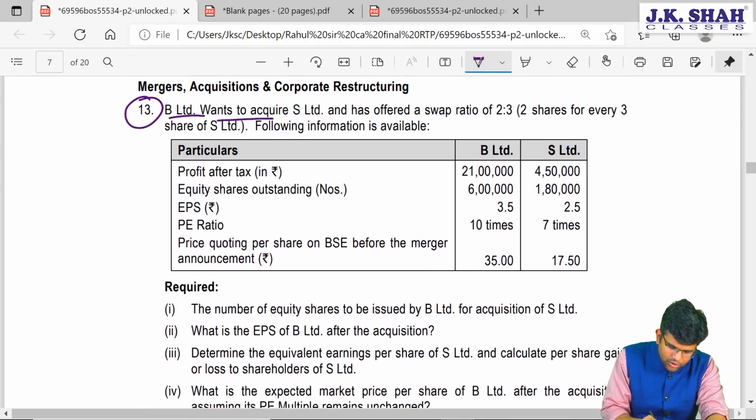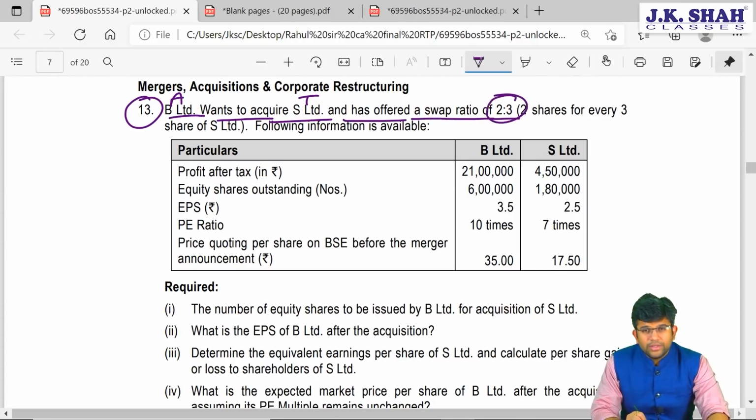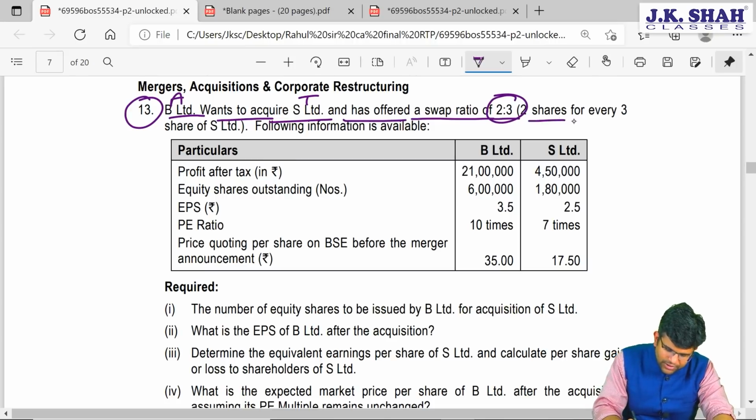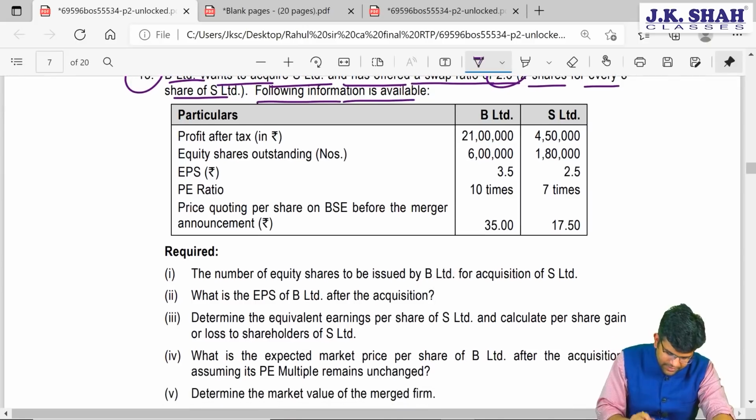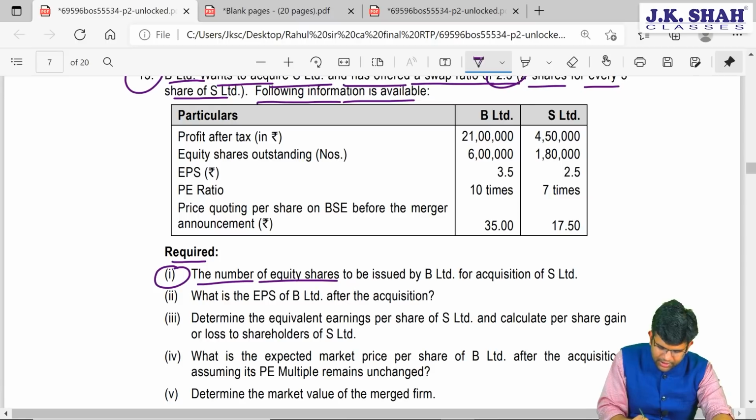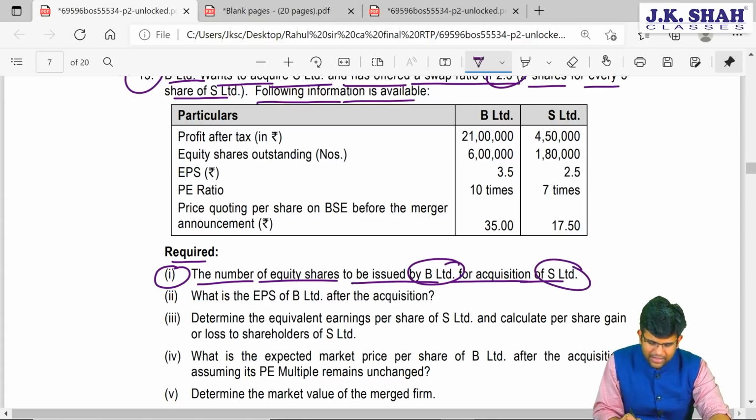What are they saying? B Limited wants to acquire S Limited. So B is the acquiring, S is the target, and has offered a swap ratio of 2:3. 2:3 children, do you realize means for every 3 shares held by the target company, acquiring company will issue 2 of its shares. That is 2 shares for every 3 shares of target. Following information is available, lot of information is given. Required, point number 1, the number of equity shares to be issued by the acquiring company for acquisition of the target company.